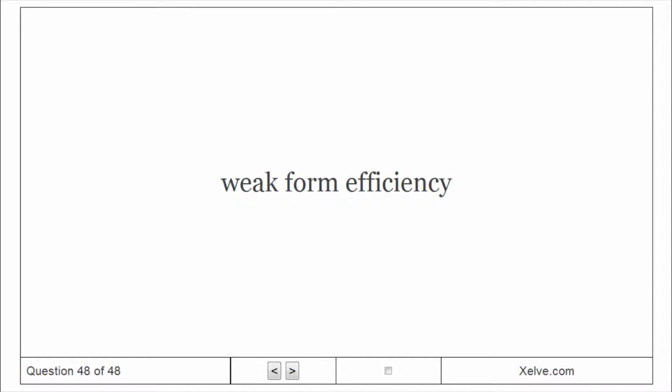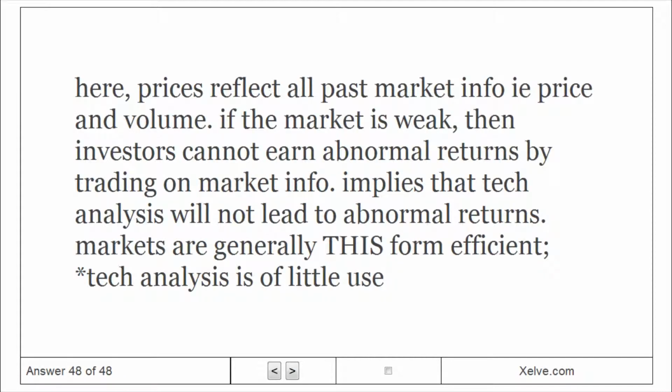Weak form efficiency: here, prices reflect all past market info, price and volume. If the market is weak, then investors cannot earn abnormal returns by trading on market info. Implies that tech analysis will not lead to abnormal returns. Markets are generally this form efficient. Asterisk: tech analysis is of little use.